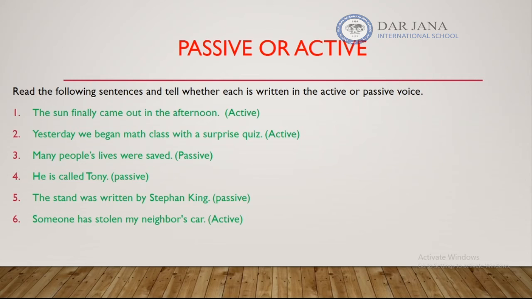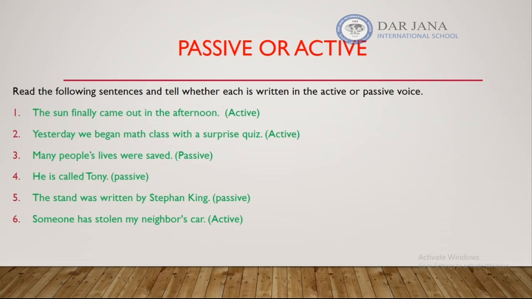The sun finally came out in the afternoon. The verb of the sentence is came. I know the subject, sun. The verb is one word, so it is active. Yesterday we began math class with a surprise quiz. I have the verb began. It's one word and I know the subject who does the action, so the sentence is active.